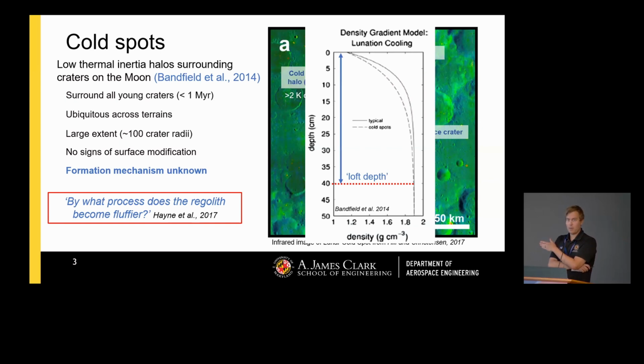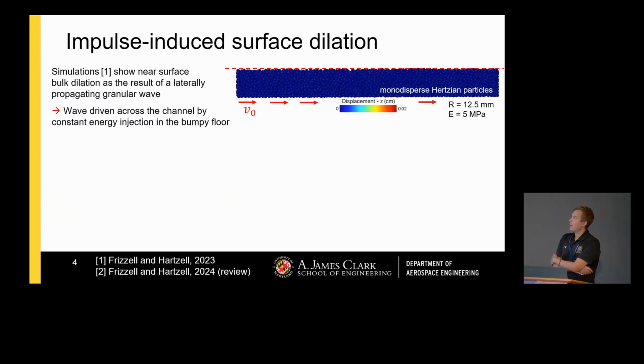So in the Banfield paper where they were first characterized, they proposed maybe this laterally rolling ground transport or maybe gas from the impactor. But what we've been working on is this kind of granular wave, like we saw on the title slide. So let me tell you how I think that dilation is happening at the surface.